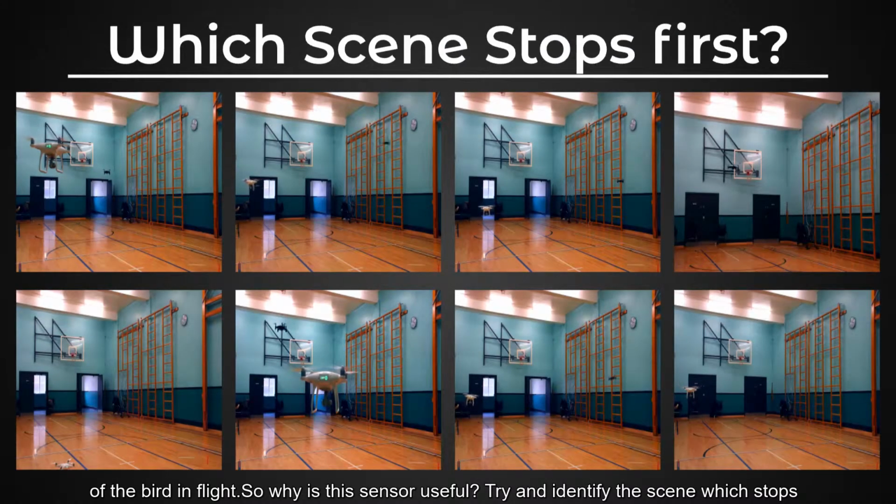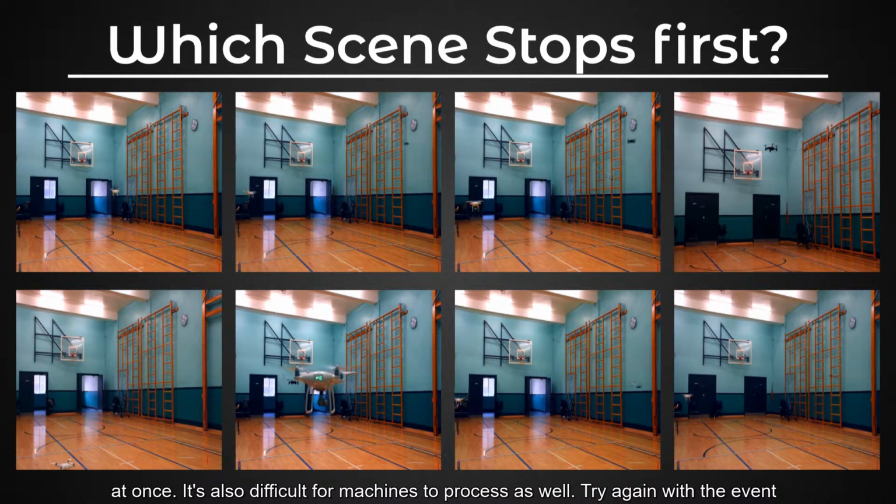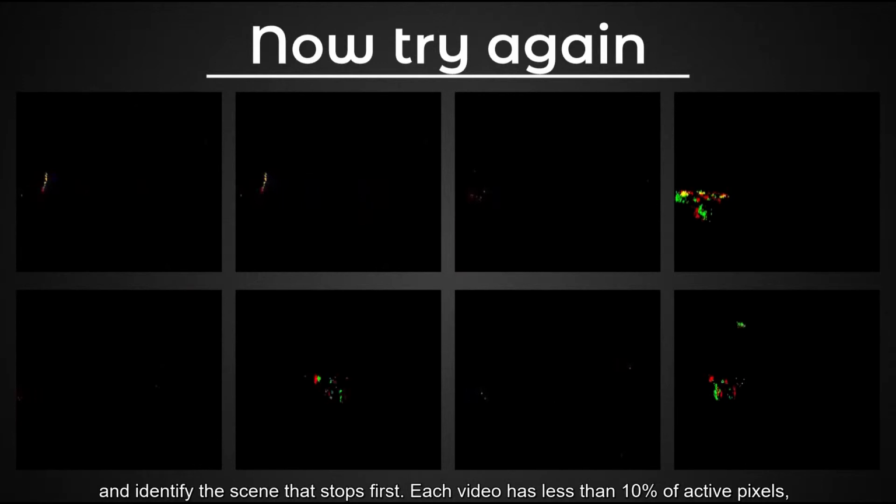Try and identify the scene which stops first. Because each scene is rich in information, it's difficult for us to process them all at once. It's also difficult for machines to process as well. Try again with the event-based videos. With all the background information removed, it becomes much easier to process and identify the scene that stops first. Each video has less than 10% of active pixels, requiring significantly less processing.